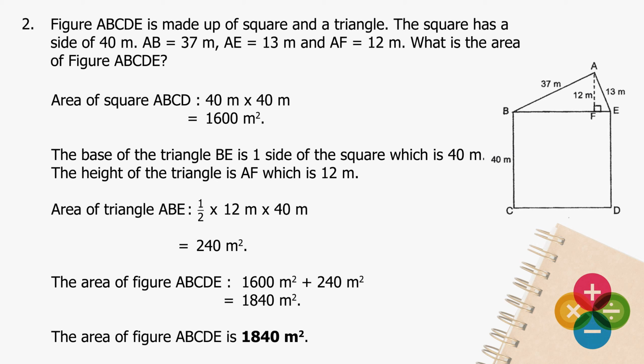240 square meters. The area of figure ABCDE will be add 1,600 square meters to 240 square meters, and the sum is 1,840 square meters. The area of figure ABCDE is 1,840 square meters.